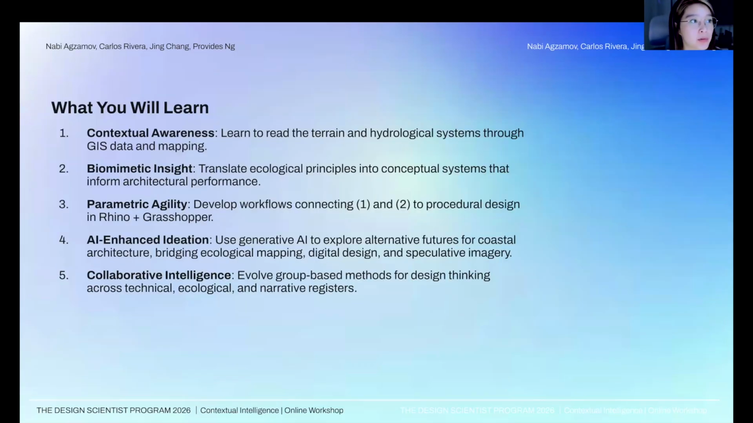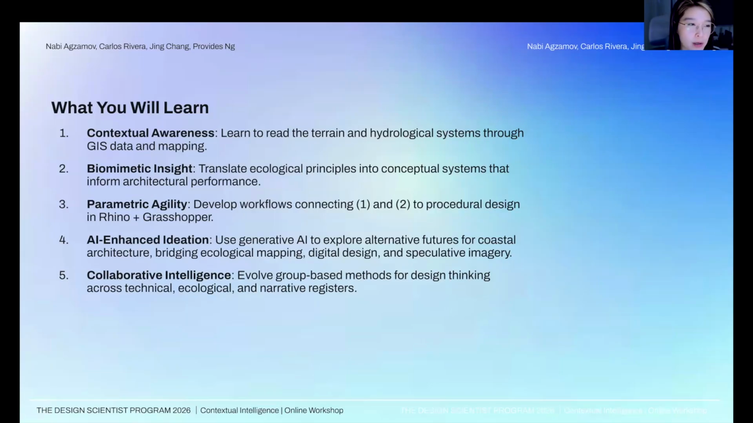So what we hope everyone takes home is not just the technical skills, but actually from the GIS mapping, architects can learn to read terrain and hydraulic systems so we understand ecology. And through the Grasshopper generative algorithm, we actually learn to encode ecological principles into conceptual systems for architectural performance. And of course, we need that agility between workflows that can connect one and two into procedural design. And finally, AI is a tool for us to quickly generate speculative imagery that can tell us this future is more habitable both for human and non-human agents.